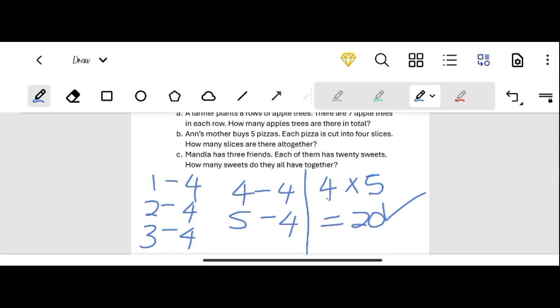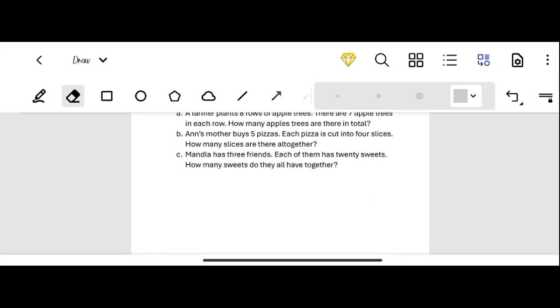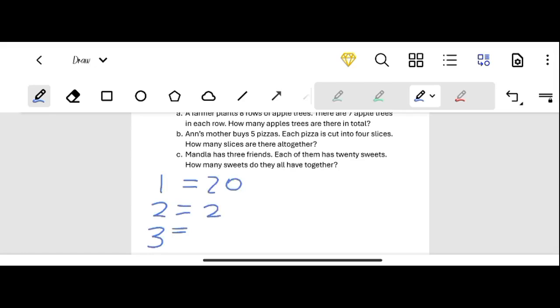C says, Manja has 3 friends. Each of them has 20 sweets. So there were 3 friends: friend number 1, friend number 2, and friend number 3. Each has 20 sweets. How many sweets do they all have together? So we check. What is repeating? 20 is repeating. How many times is 20 repeating?